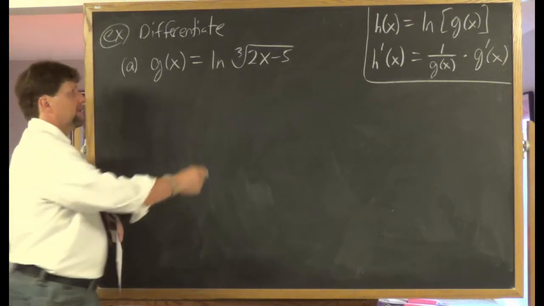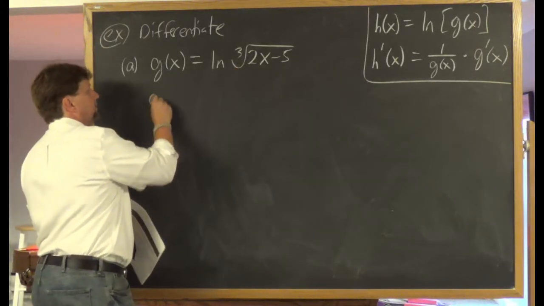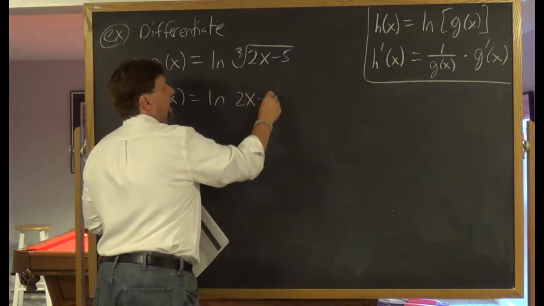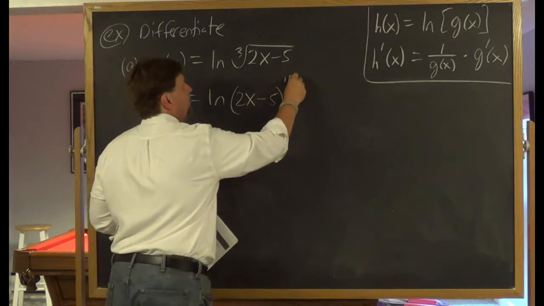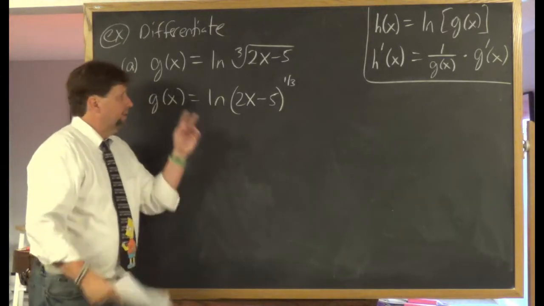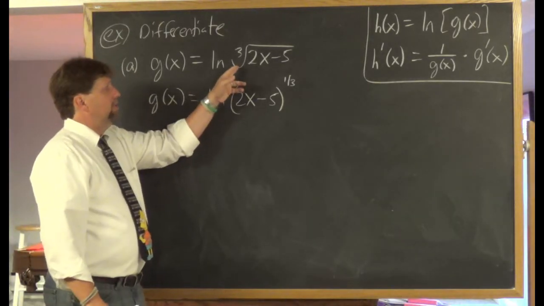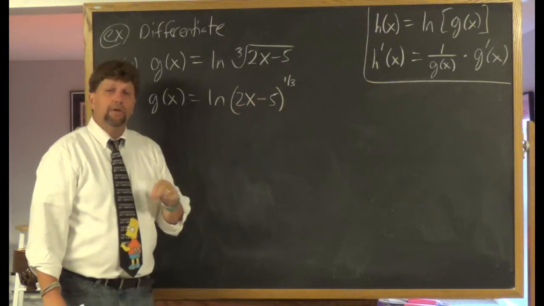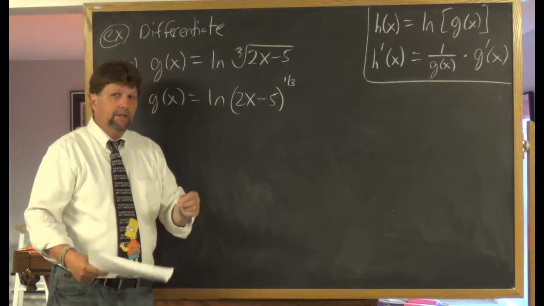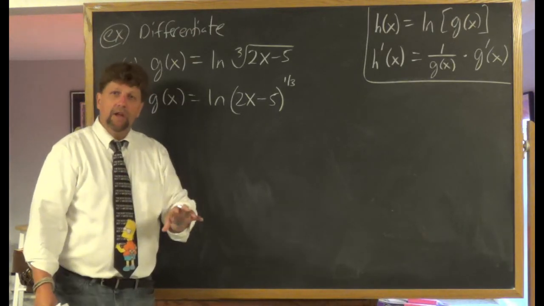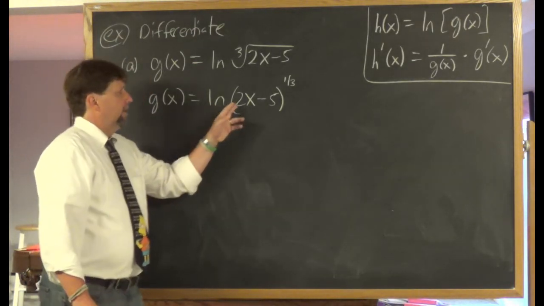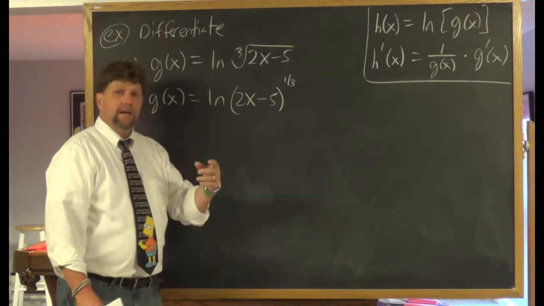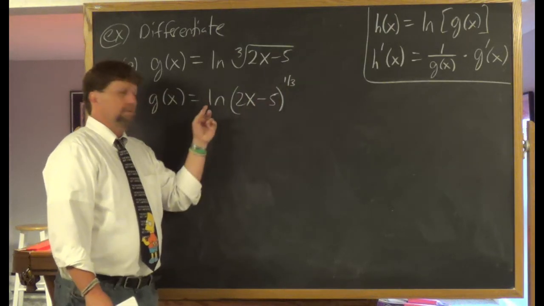So here's how I'm going to start off. Cube root. We know we can rewrite cube root as an exponent of 1/3. So my first step is just algebra, rewriting the cube root of 2x minus 5 as 2x minus 5 to the 1/3 power. I'm still going to use algebra. I'm going to use one of those laws of logarithms. That I have the natural log of 2x minus 5 to the 1/3, there's a law of logarithm that tells me I can take that 1/3 and just move it out front.